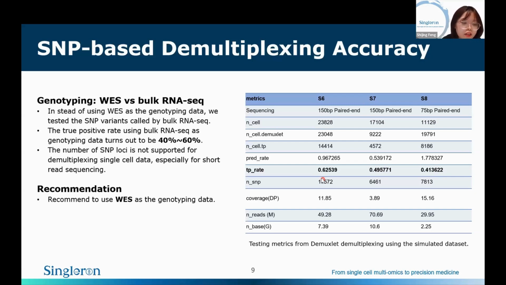As for WGS, that's totally fine, as I think it can provide even more information compared to WES. However, because a large fraction of the reads in single-cell data are mapped to exons, we think that WES should be the best choice for the genotyping reference.